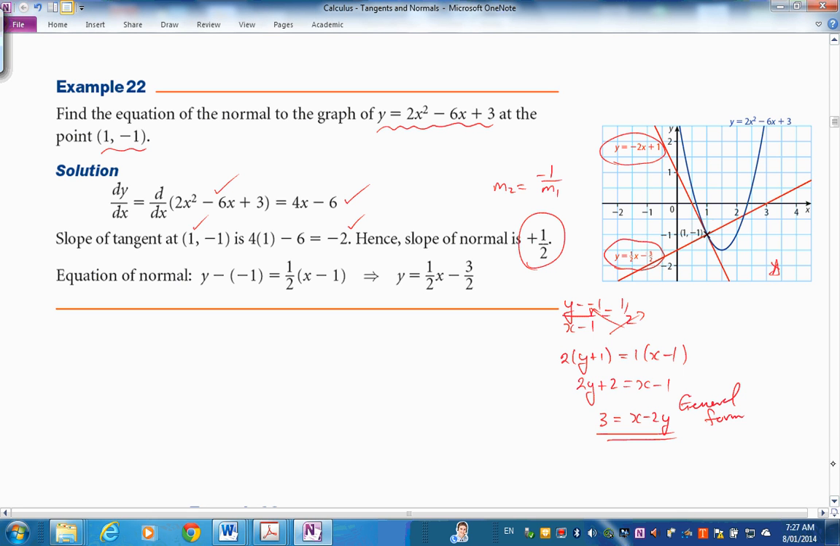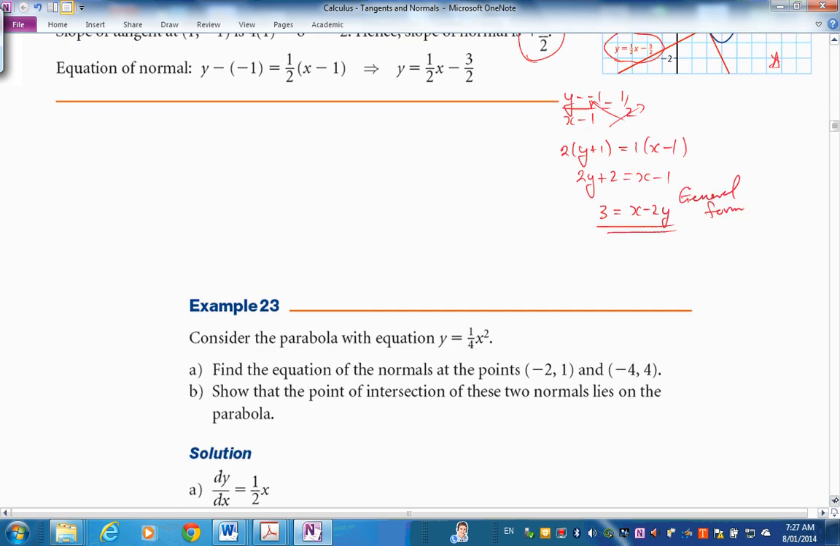Okay, how are you going with all this revision of straight line stuff? Hope it's not too hard.